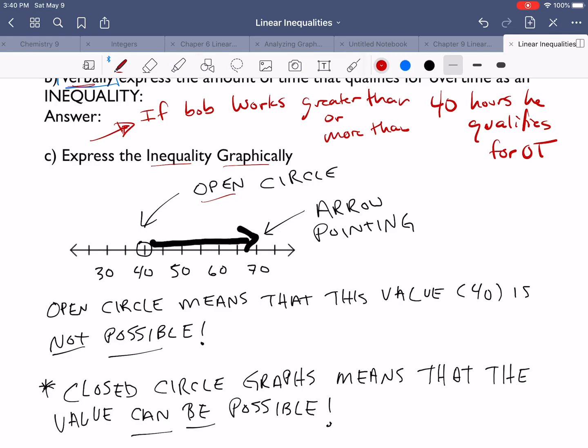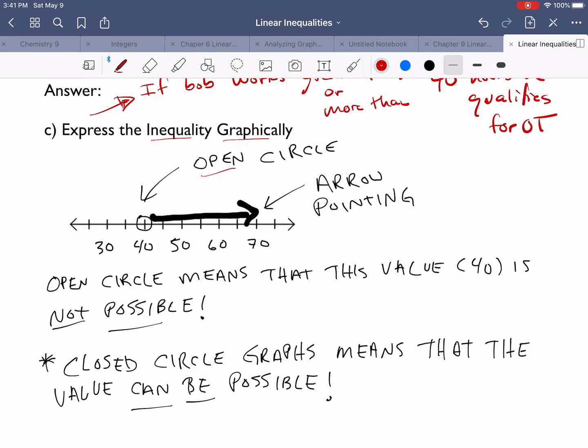So we just got to take a look at this, an open circle. Everyone's looking here. An open circle means that this value, which is 40, is not possible. What you noticed here is that I made a circle over the number 40 because Bob has to work more than 40 hours to get paid overtime. If he worked 40 hours and he got paid for overtime, I would color that circle in, but he doesn't get paid for the 40, so I'm leaving it open.